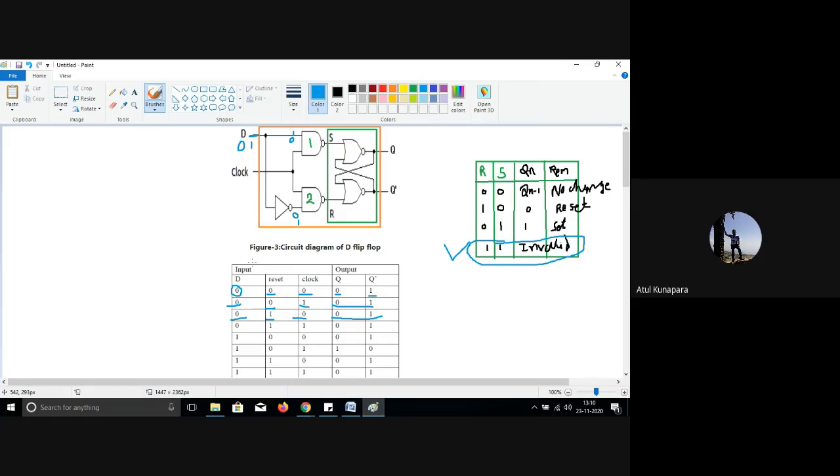In short, when the data input is logically 1, you look at this condition, your output is going to be set only if the clock signal is given, right? Otherwise not. If there is no clock signal and the data input is 1, your output is going to remain the same as it is. It will not be changing there.